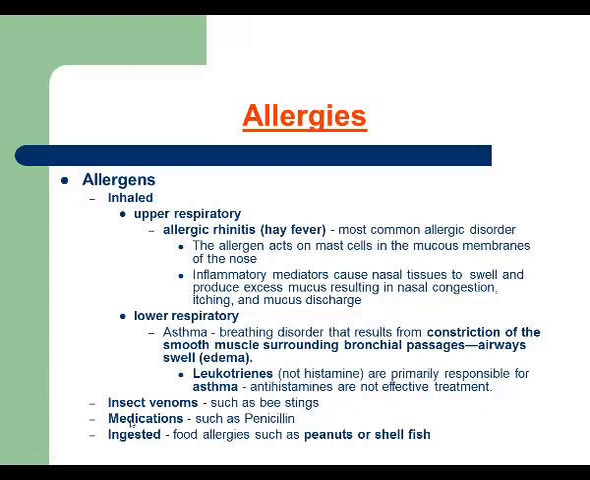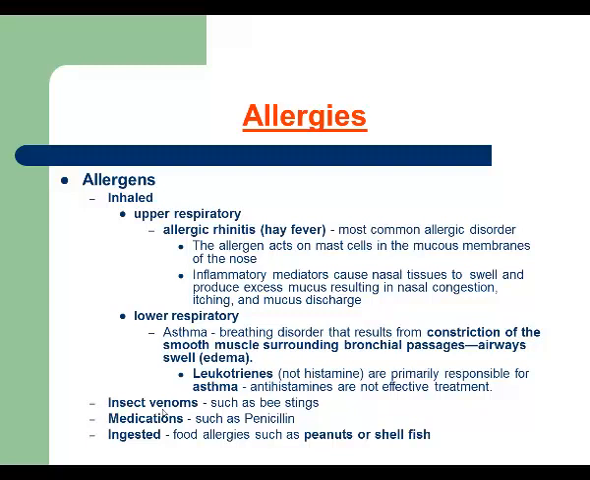Another group of allergens are what we call insect venoms, for example, bee stings. This type of allergic reaction is painful because those venoms hurt, and a lot of patients actually have allergic reactions to different insect venoms.